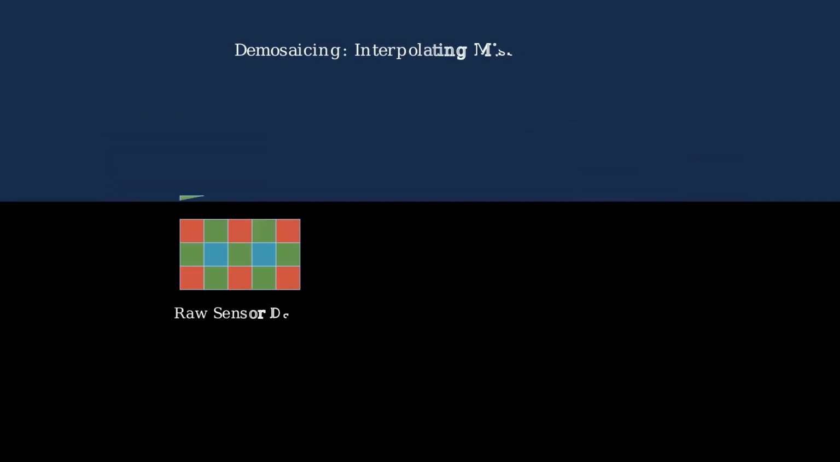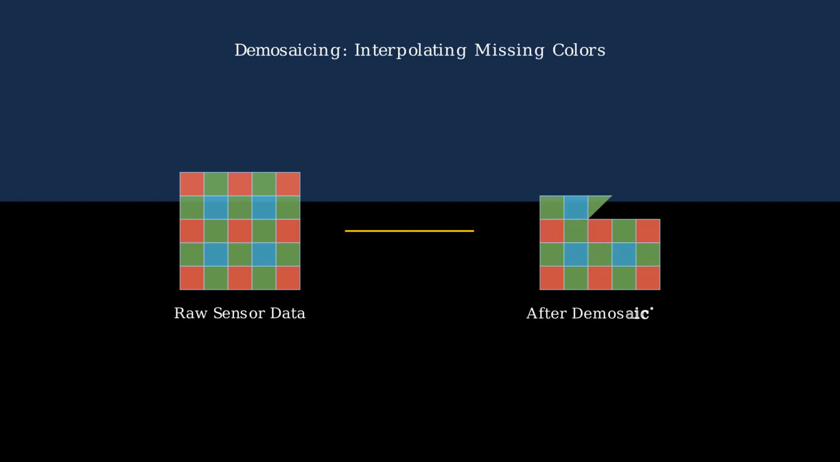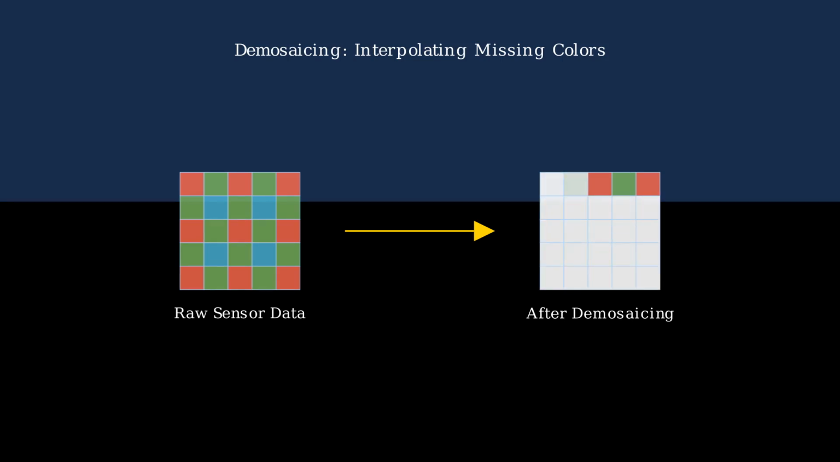Since each photosite only captures one color, the camera's processor must calculate the missing color information through a process called demosaicing. Demosaicing algorithms analyze neighboring pixels to interpolate the missing color values. For example, a red photosite would get its green and blue values calculated from adjacent pixels. This process is applied across the entire image, creating a full RGB value for every pixel.